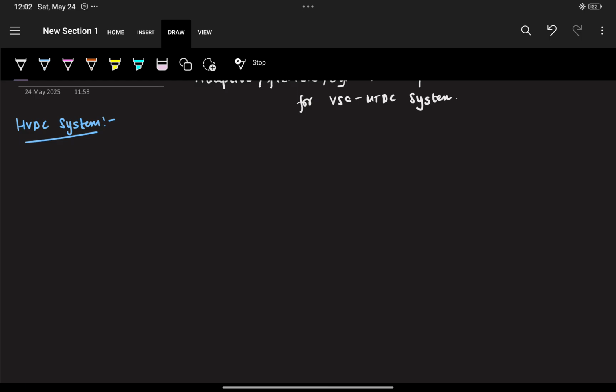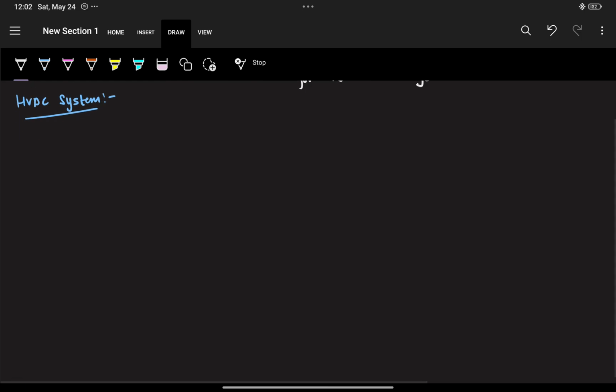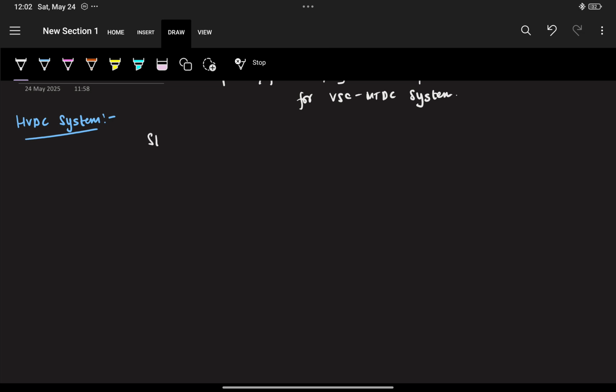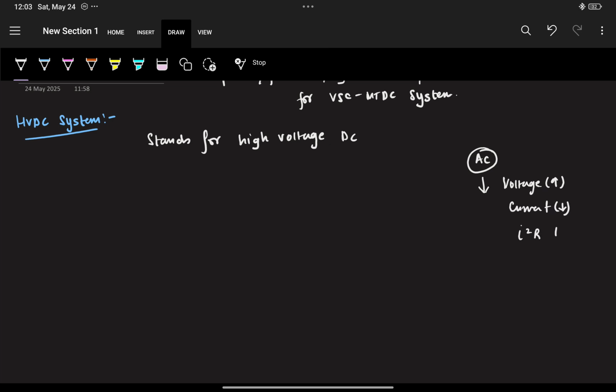Okay, so what do you mean by HVDC technology or HVDC system? So it stands for high voltage DC. So in our traditional transmission or distribution grids, in case of electrical, we see AC systems are being used. Okay, so for transmission, what we do, we elevate the voltage, means voltage is high. So in that case, current becomes lesser. In that case, I square R loss becomes lesser. So one of the reasons for increasing the voltage is for minimizing the losses and effective transmission.